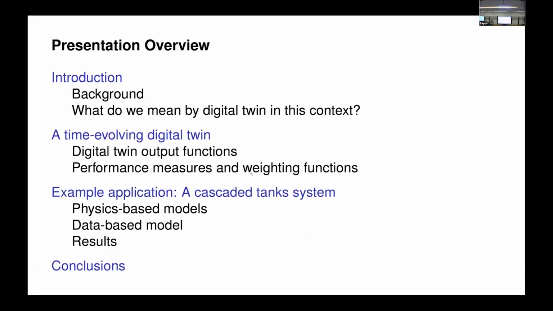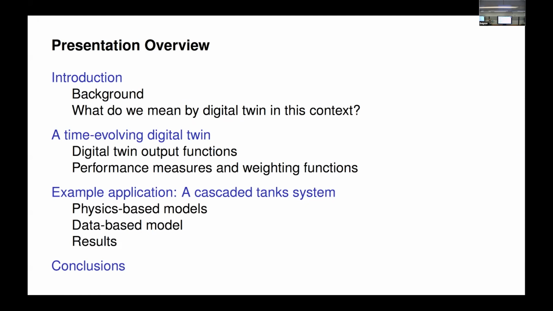So just a bit of an overview. I'm going to give you a bit of background and context. And of course, like most people do, they try and explain what they mean by digital twin in the context that they're working in. So I'll try and do that. And then we'll move on to looking at digital twin in a time evolutionary sense. I'm going to introduce this idea of digital twin output functions, which isn't really anything new. It's just something that's borrowed from control theory. And it's a nice formulation that we've been using, that we found relatively useful.